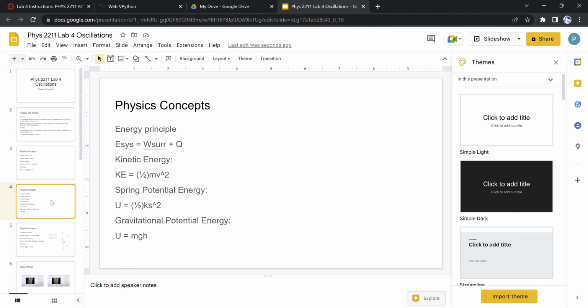We have the energy principle, which is just the energy of the system is equal to the work done from its surroundings plus the change in temperature Q. Kinetic energy is just 1/2 mv squared. Spring potential is 1/2 ks squared, with k being the spring constant and s being that length change. And then gravitational potential energy is just mass times gravity times the height change, or you could use mgy.